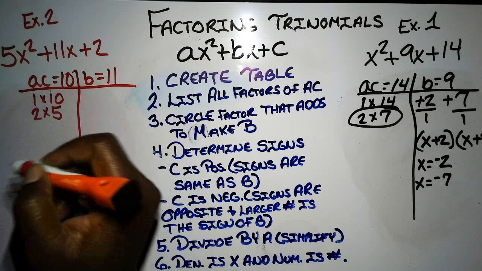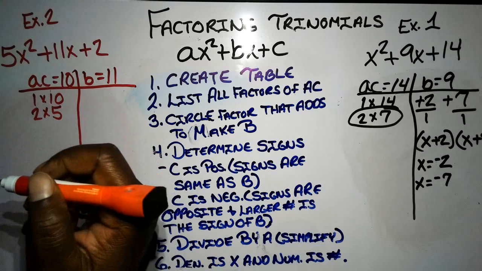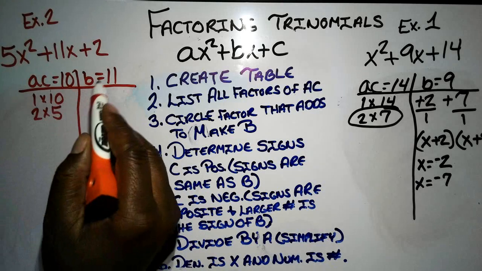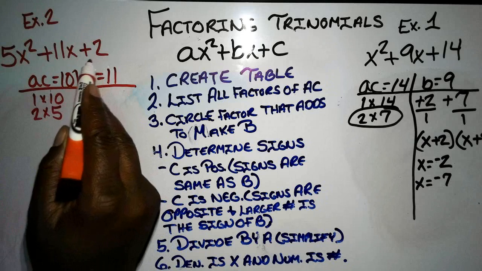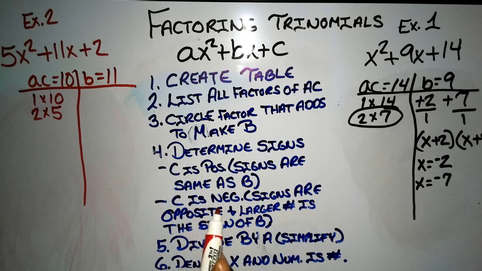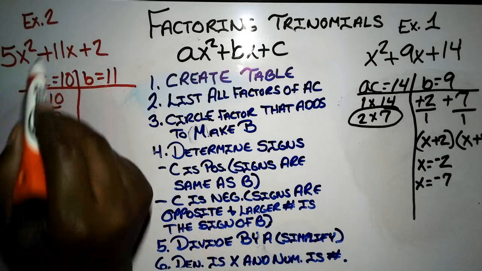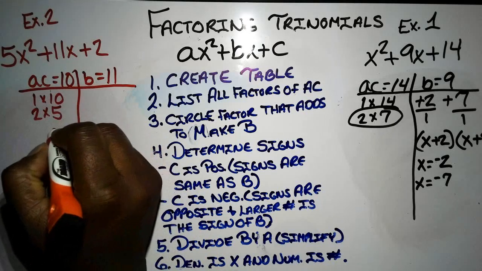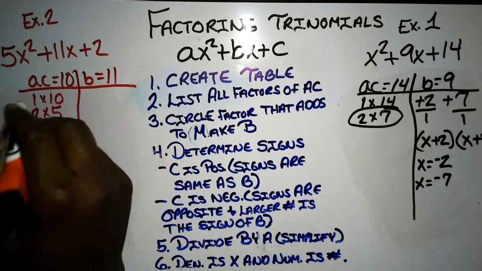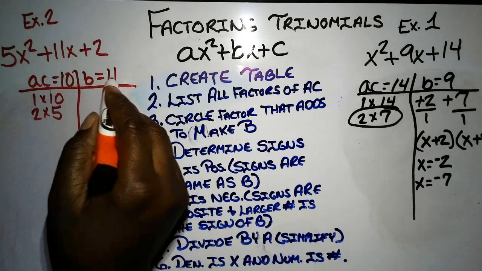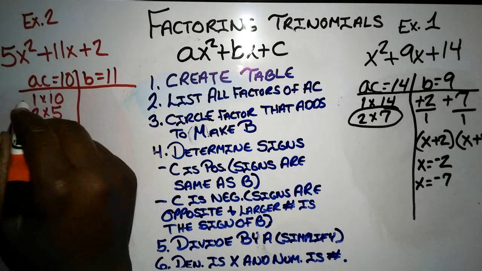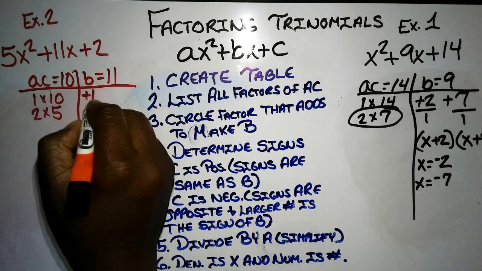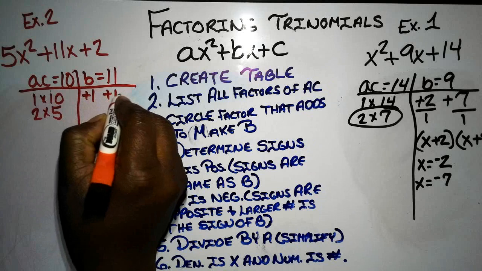And then after that, I'm going to start repeating. The next one I can think of is 5 times 2. I don't have to write it again. And now my c is positive, so my signs are the same as my b value. My b value is positive as well. So that means that I'm going to look at the two numbers that are both going to be positive that will add up to get 11. Well, 1 plus 10 will give me 11, so I'm going to go ahead and write plus 1 and plus 10.